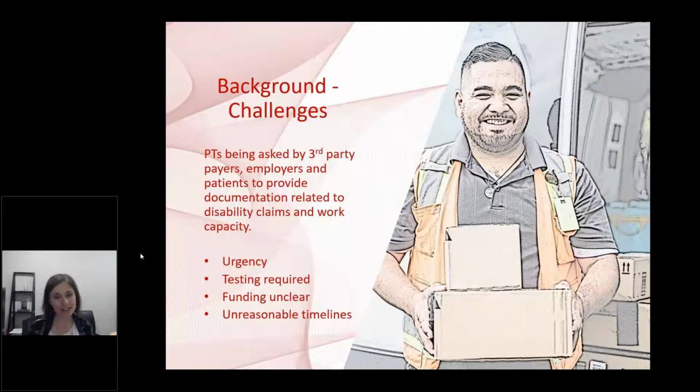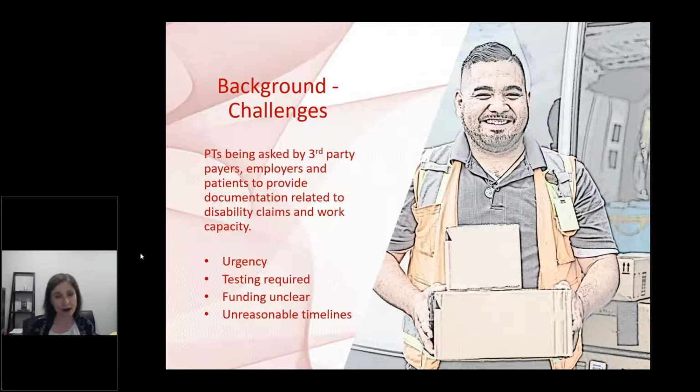The challenge that was initially experienced was brought to us by a board member. It was common for there to be challenges where third-party payers or perhaps employers were requiring documentation around disability or ability. Sometimes these requests were too urgent, with too short a timeline, or a deadline that wasn't reasonable, especially if functional testing was required to properly complete the forms and fulfill our obligations as physical therapists.